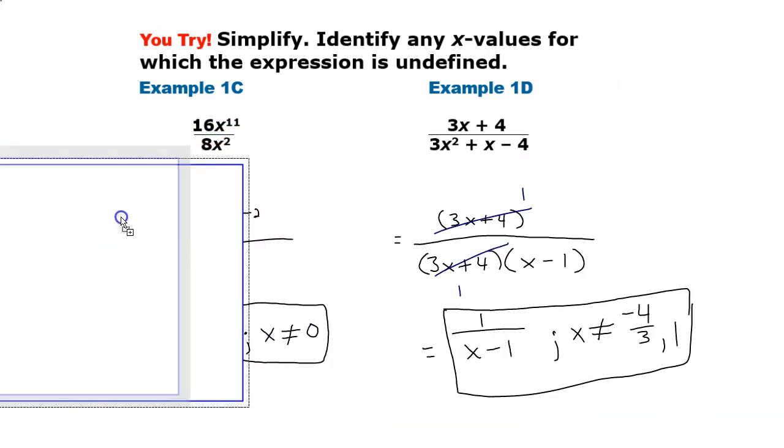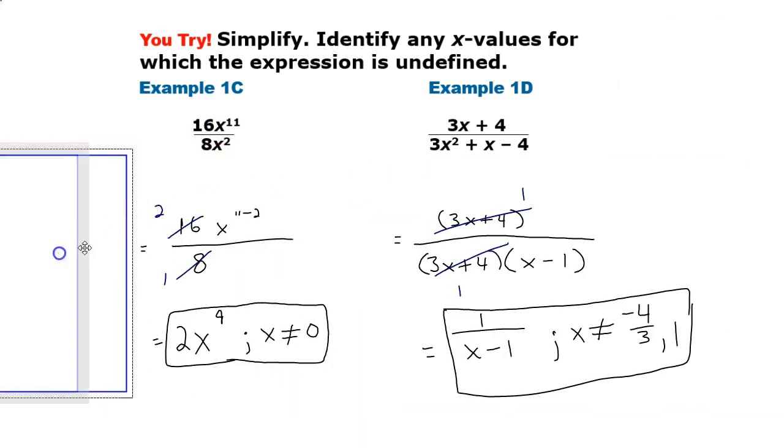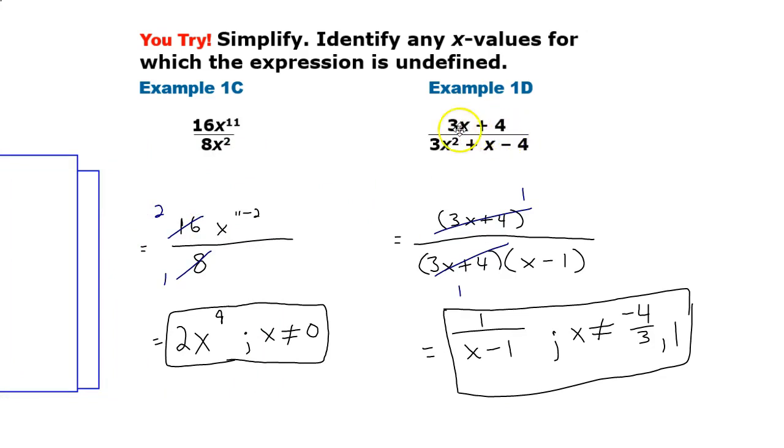In example 1D, here I've got some larger polynomials. When you have just monomials like 1C, you are really just canceling things out and dealing with the exponents. But once you get a larger polynomial, then you want to factor first. I cannot factor the numerator. It's going to stay 3x plus 4. But I can factor the denominator. It's going to be 3x plus 4 times x minus 1.